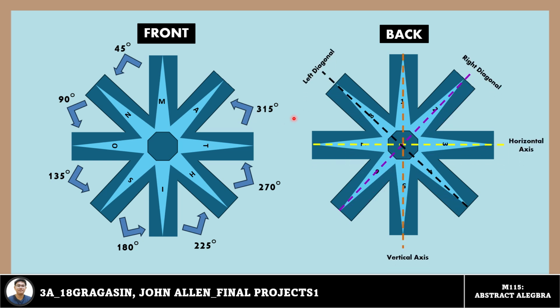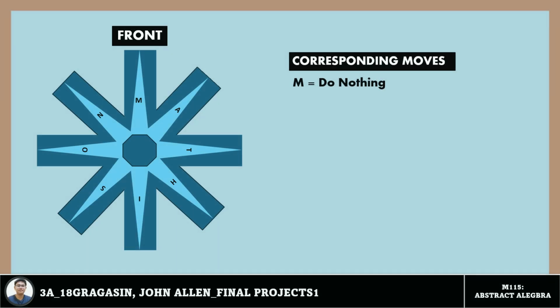In our back, we will be using the lines of symmetry. As you can see here, we have the black broken line, which indicates the left diagonal. The orange broken line indicates the vertical axis. The violet broken line represents the right diagonal, and the yellow broken line represents the horizontal axis. Now, we have here the corresponding moves of our geometric model.